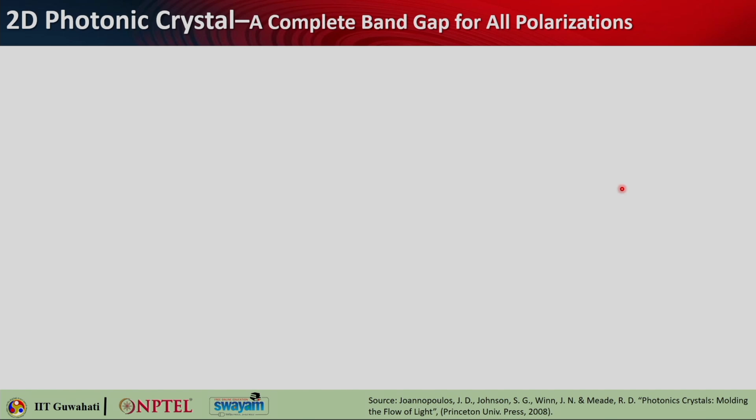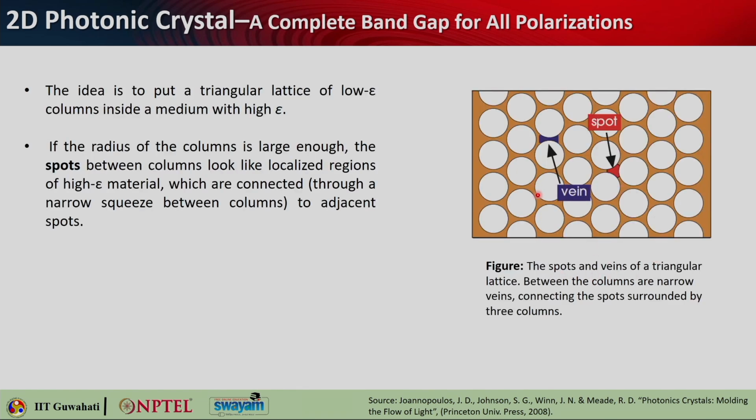And how does it help? This will actually allow you to get the spots and veins of a triangular lattice. So, once again, between the columns are the narrow veins. Between two columns there is a narrow vein, connecting the spots surrounded by three columns. When you have three columns, this one is called a spot. So, you have to play with the size of the spot and vein to match the band gap of the two polarizations. So, here is an example.